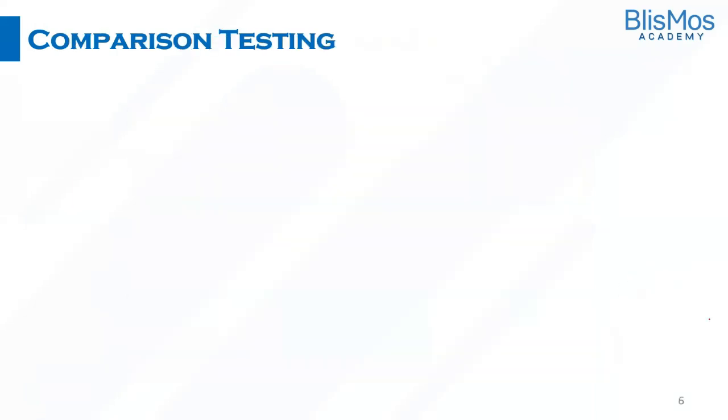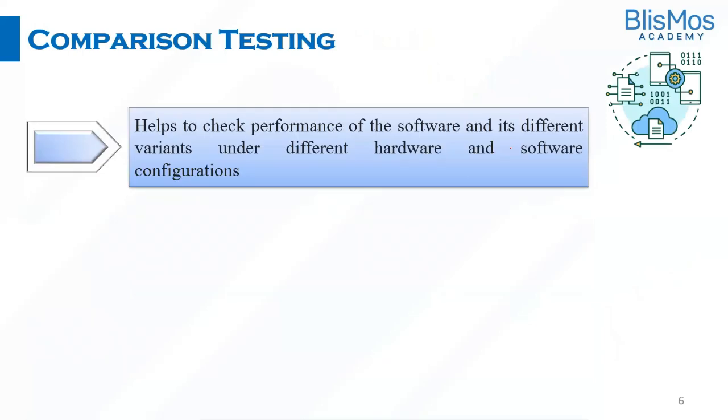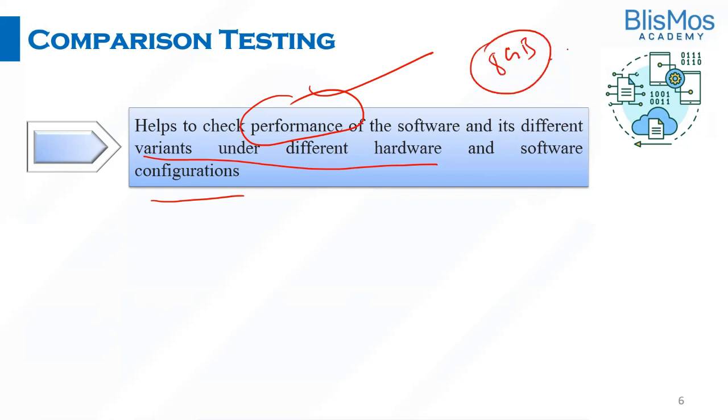Now we have comparison testing. What exactly is comparison testing? Whenever an application is supported on multiple environments, multiple operating systems, we can go ahead with comparison testing. The comparison testing technique will help us check the performance of an application in different variants of hardware and software configurations. Maybe how does the application work in 8 GB RAM? How does the application work in an i3 processor? Like that, we'll have testing done on different hardware and software configurations.